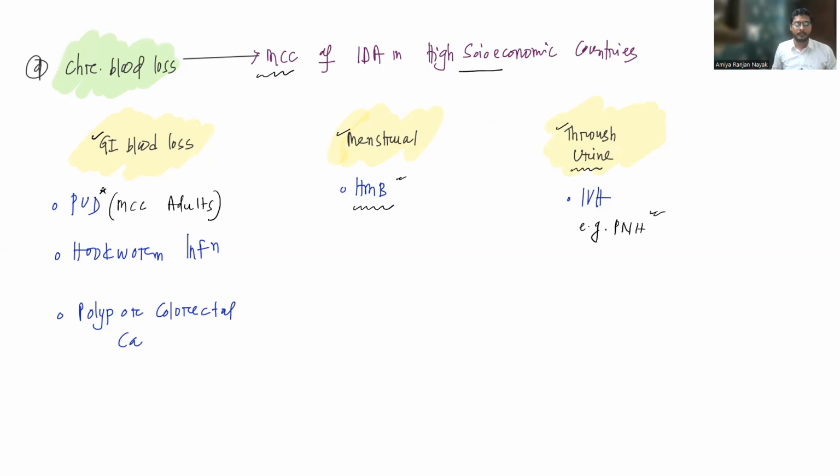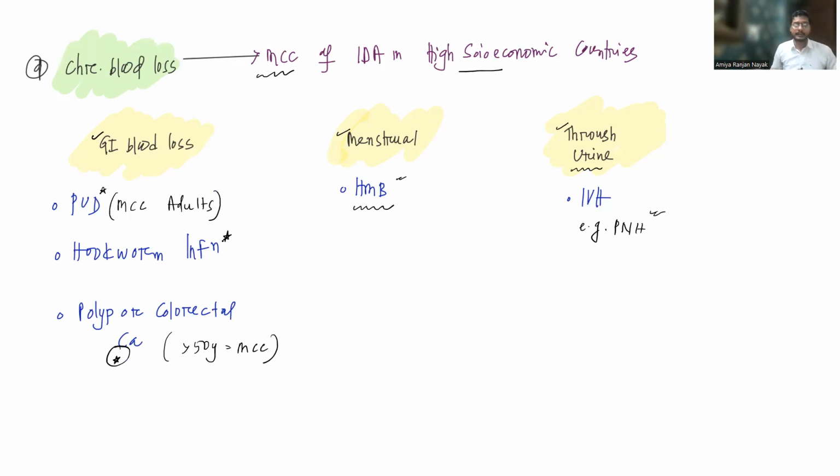endoscopy. But if the adult is more than 50 years, then most common cause is polyp or colorectal cancer. Of course, peptic ulcer disease can also cause it, but you have to rule out polyp or colorectal cancer if the patient is more than 50 years of age. So that is why both upper GI endoscopy and colonoscopy are recommended.